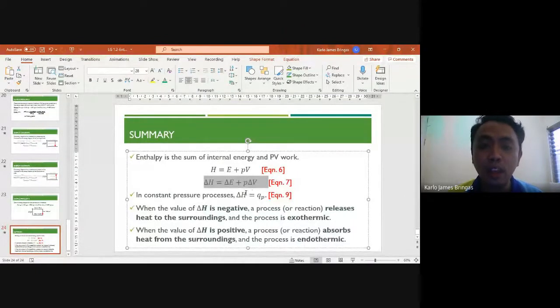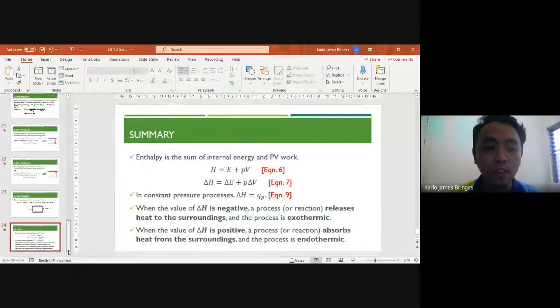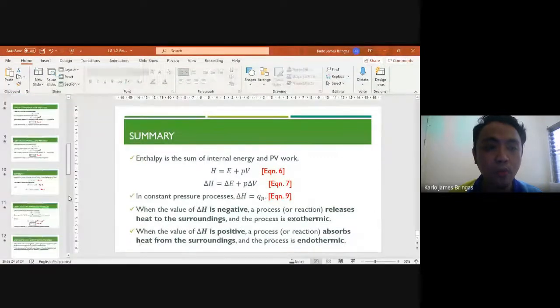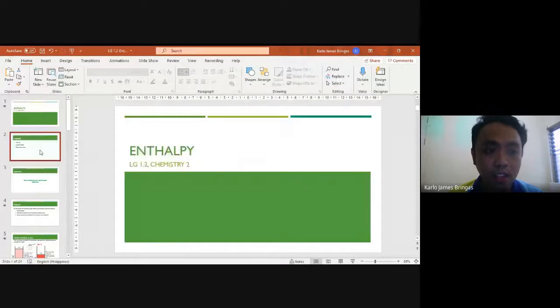Now, the enthalpy is really important because for constant pressure processes, the ones that we encounter in our day-to-day lives, the delta H is actually equal to the Q. And also we learned that we have an exothermic process wherein delta H is negative. Pag exothermic, it simply means to say that energy is released to the surroundings. Now, when you have an endothermic reaction, the heat is now being absorbed from the surroundings. And in this case, for an endothermic reaction, delta H has a positive value. So that is our lesson for today. So that's the lesson proper.